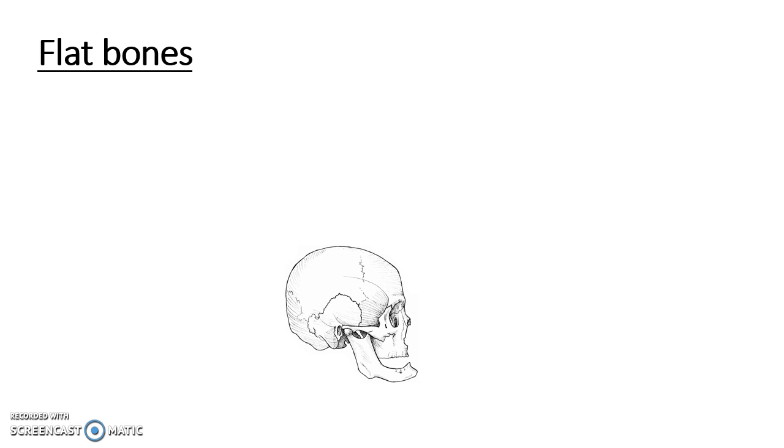Flat bones are often thin, slightly curved and flat. They have two layers of compact bone. They are flat plates which provide us with protection, for example, the scapula, sternum and cranium.